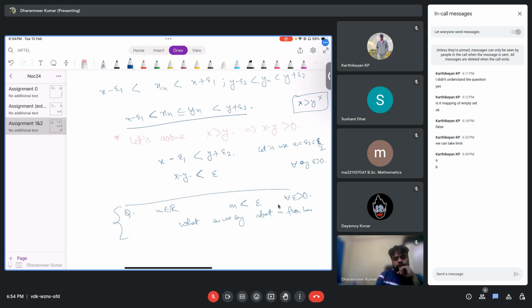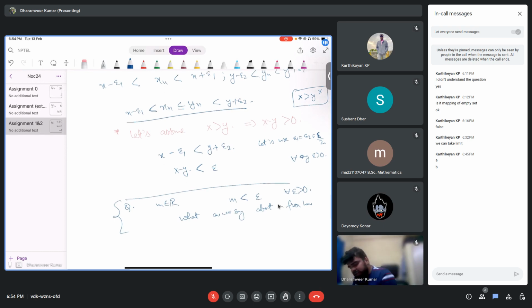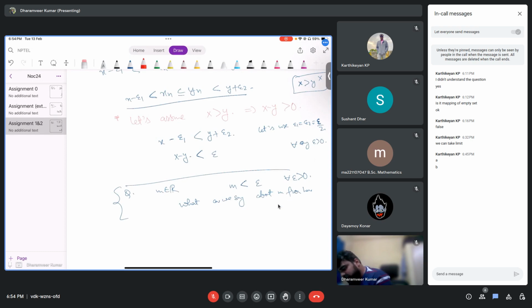You have to get m is less than or equal to 0. And you show this by the same technique that I'm going to use here. We have assumed that x minus y is greater than or equal to 0. This is true for any epsilon greater than 0.